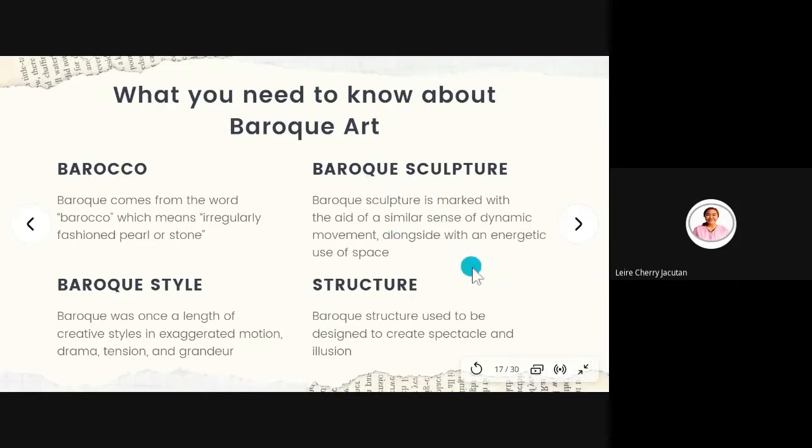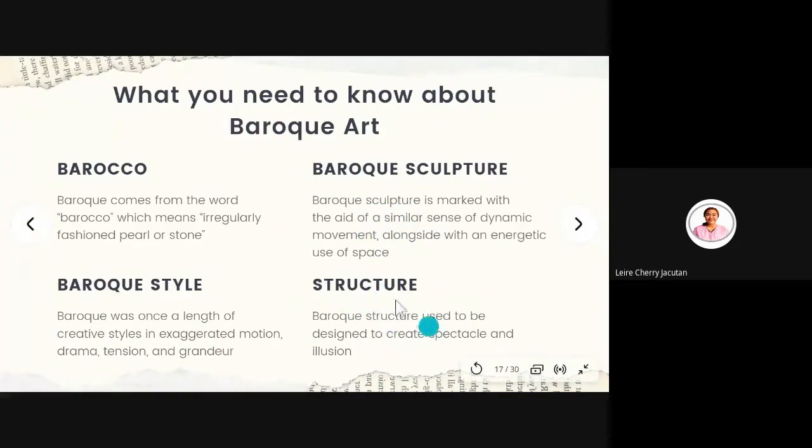And then yung mga Baroque sculpture is marked with the aid of a similar sense of dynamic movement. Ibig sabihin, hindi tulad sa sculpture ng Renaissance na parang naka-relax position lang sila. Makikita natin sa mga Baroque sculpture that there is a sense of dynamic movement as if they are moving. So alongside with an energetic use of space, dati parang bare lang yung background to the point na halos wala talagang background yung mga sculptures. Pero simula nung pumasok ng Baroque period, parang hindi nakokontento yung mga sculptors na yung character lang yung nakatayo dun. Kinakailangan may background siya. Ganon. So isa yan sa characteristic ng Baroque sculpture.